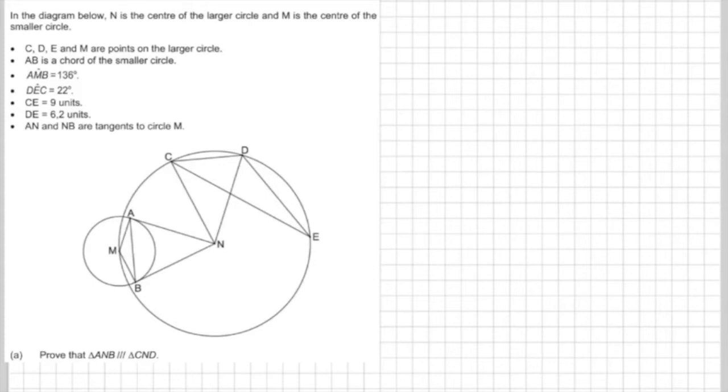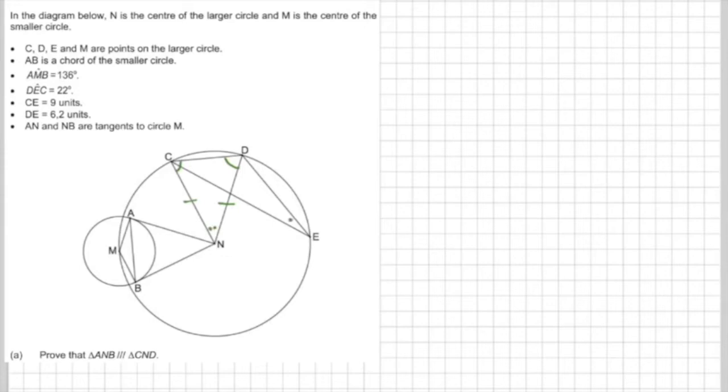So let's dive into this question and go through the information. In the diagram below, N is the center of the largest circle. So in other words, if I look at the sum, CN is equal to ND, which means I've got an isosceles triangle, which gives me that angle C and angle CDN are equal. Also, that little angle at the center, angle N, is twice angle E.